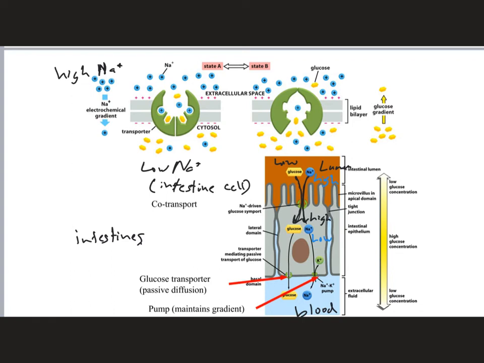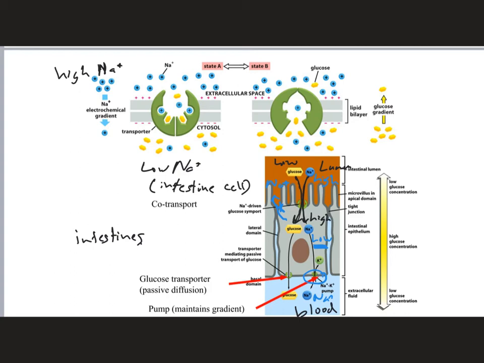Right? But obviously this can't happen forever. If this was the end of the story, eventually all of our sodium gradient is lost because we're pulling a lot of sodium into the intestine cell in order to power the glucose movement. So in order to maintain that gradient, we have to pump the sodium back out. So there are sodium-potassium pumps, and there would actually be some on this side as well. There are sodium-potassium pumps moving the sodium back out, and by doing that, it maintains the low concentration of sodium inside.